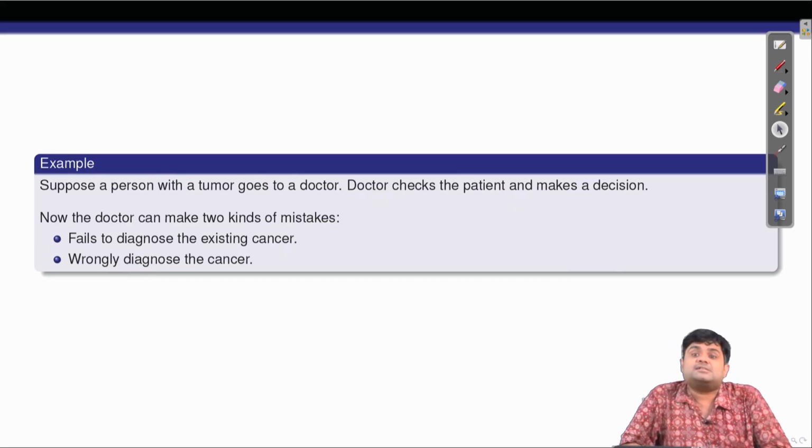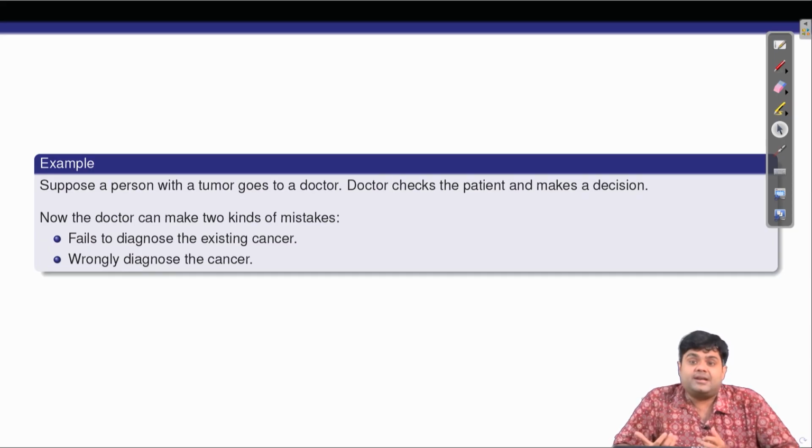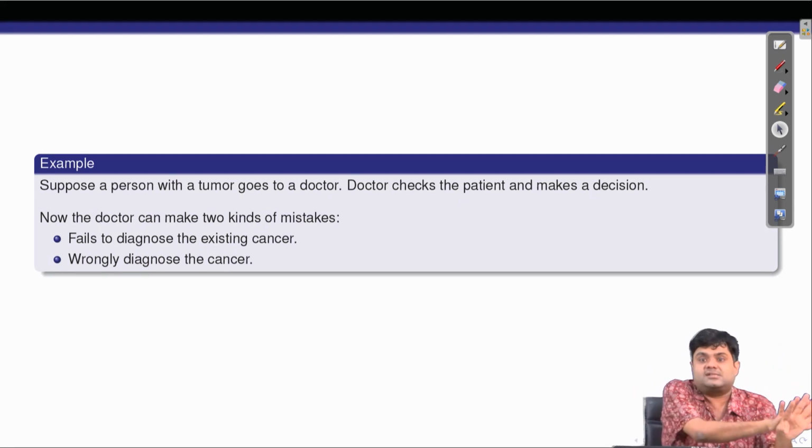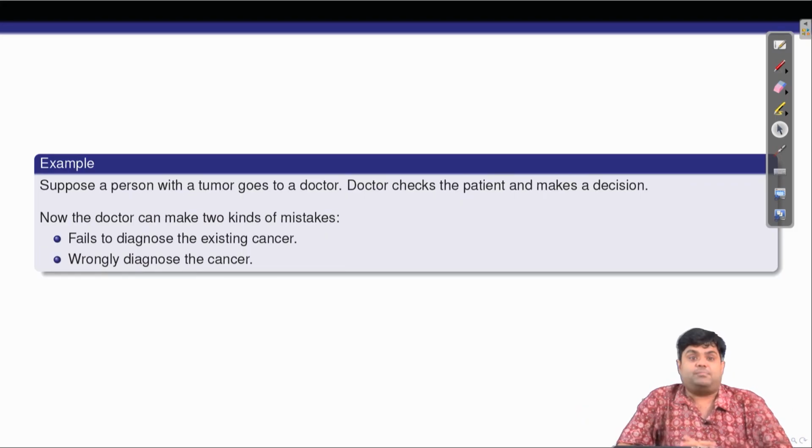Far from it, hypothesis testing is trying to model a situation where you're basically trying to judge whether the sample, the collected data, gives you overwhelming evidence against a certain conventional wisdom or certain assertion or not. Here is an example. Suppose a person with a tumor goes to a doctor, the doctor checks the patient and makes a decision. Tumors can be malignant, that is, cancerous, or they may not be cancerous.